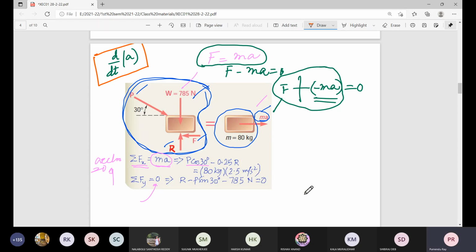So do you find that same screen? Yes, sir. Okay, so this equation of motion for x direction, equation of motion for y direction, or we can utilize this F minus ma equal to 0, just with that pseudo force included there, the inertia force, and we feel comfortable like solving a problem of statics.